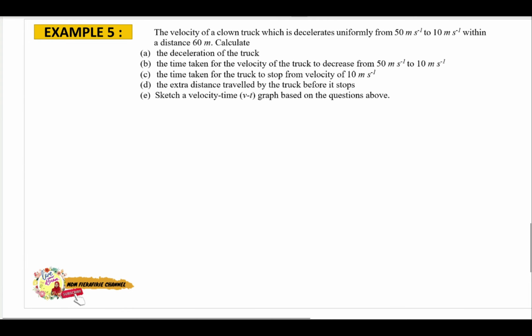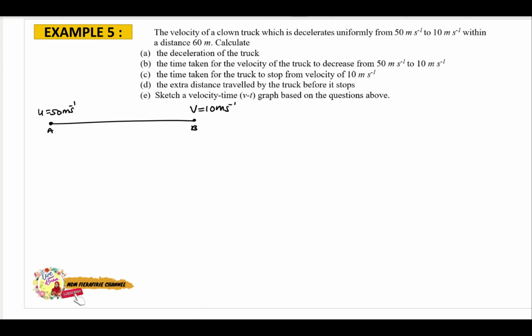Alright, example number 5. So, let's read the question. So the velocity of a clown truck, which is decelerates uniformly from 50 meter per second to 10 meter per second within a distance of 60 meter. Okay. So macam biasa saya suka tulis point A and then point B. So what happened at point A, the velocity is 50 meter per second. But the velocity is decreasing. They decelerate uniformly, okay, which is at this point V is 10 meter per second.